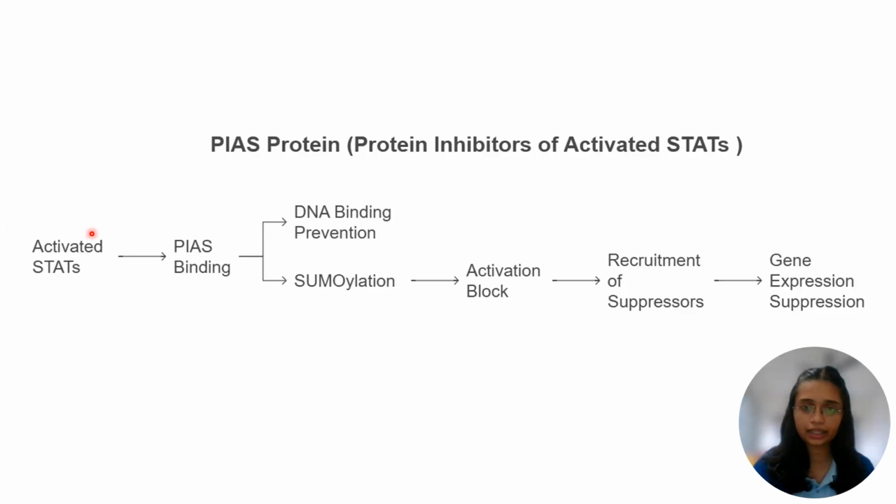This activated STAT acts as a transcription factor. So it goes and binds with a specific fragment of DNA and starts the transcription of the gene. But to stop the overexpression of that gene, this PIAS comes. This PIAS comes and binds with this STAT, and it prevents its binding with DNA. It also causes sumoylation at its activation site and blocks its activation. It also recruits some suppressors, and ultimately it suppresses the gene expression.